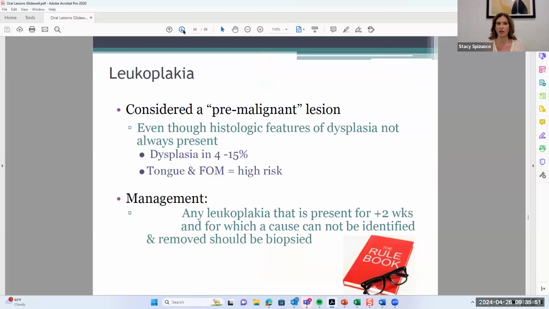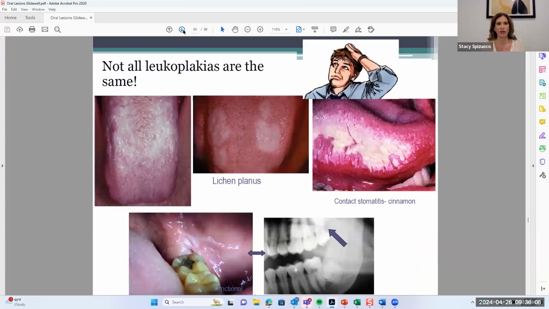Next slide. And so again, we go back to our rule book. Anything that's there longer than 2 weeks should be removed and biopsied. Nothing should be in the mouth that long. There are some other leukoplakias that aren't terribly serious. Next slide. Again, we have lichen planus that we saw.